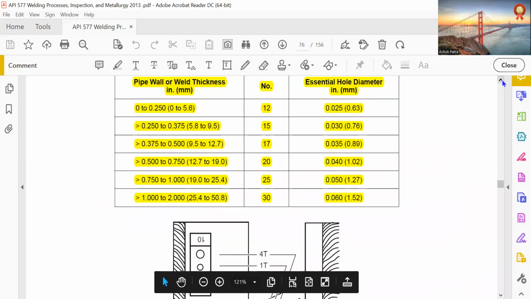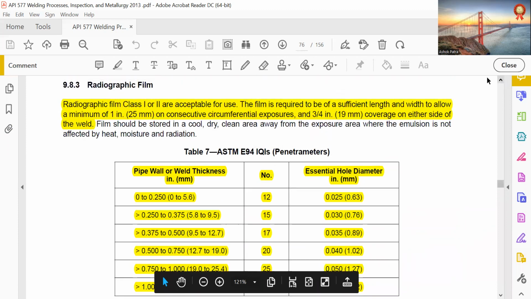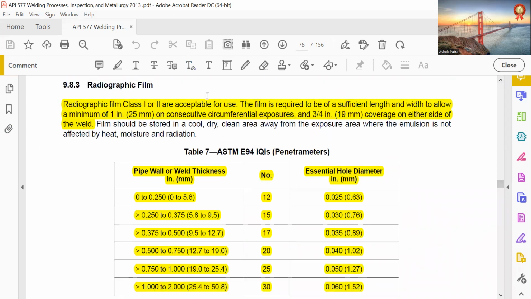Radiographic film. Radiographic film class 1 and class 2 are acceptable to use. The film is required to be of sufficient length and width to allow a minimum of 1 inch on the consecutive circumferential exposure. The 3/4 inch, 19 mm coverage on either side of the weld.